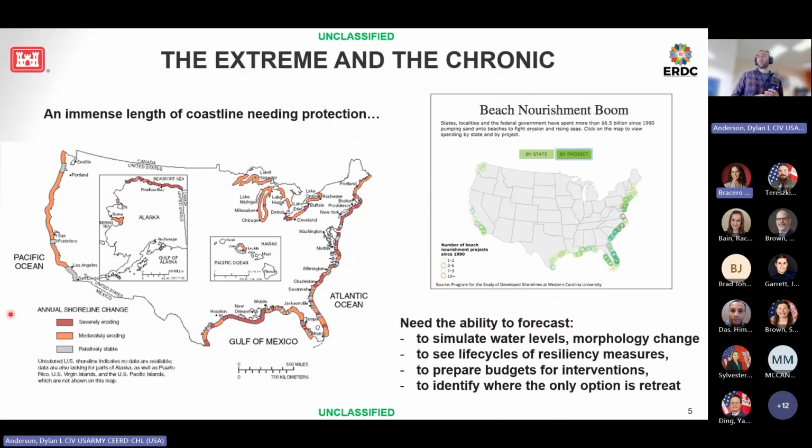We need the ability to forecast not just the future conditions that those shorelines are going to face, but also the morphology change that they would face as a result of those conditions. That's kind of a two-step process there. We need to be able to trust those models so that we can actually see life cycles of these different soft engineering structures. That's the only way that we're going to be able to prepare things like budgets for future timelines, or be able to really identify the worst case scenarios where it's time to retreat from this location.